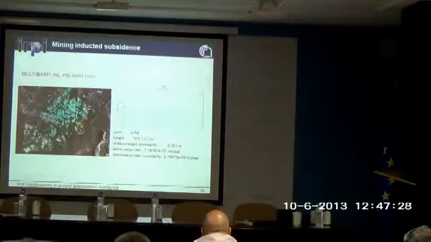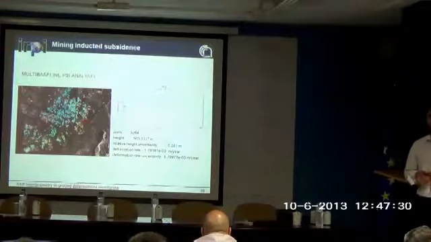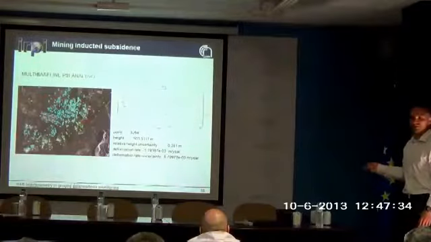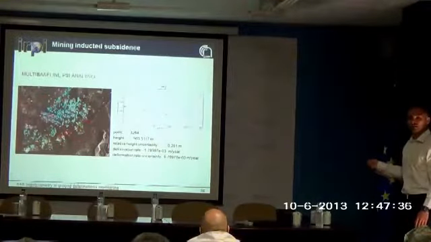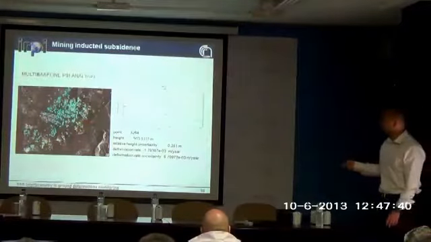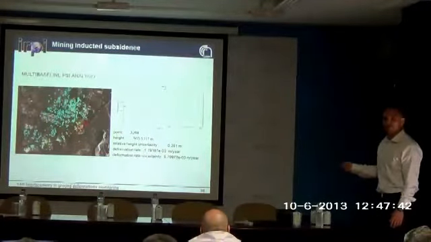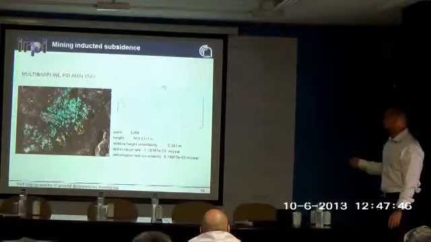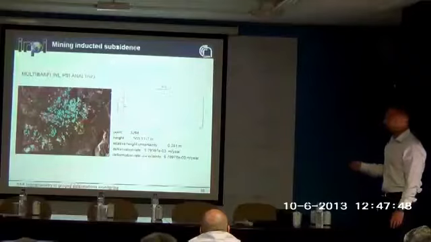But we made a deformation analysis using a permanent scatterer. This is the city of Kiruna itself. Again, you see the yellowish part. And then you can see, for example, if we take this permanent scatterer here, this is the time scale, and this is the deformation.